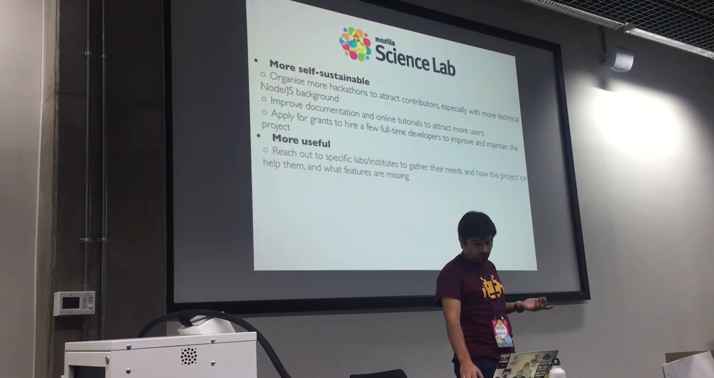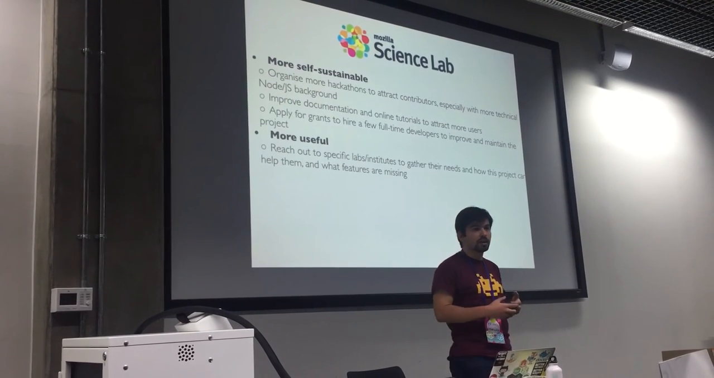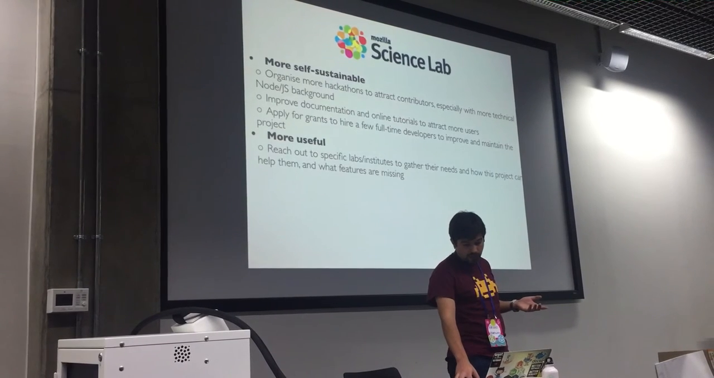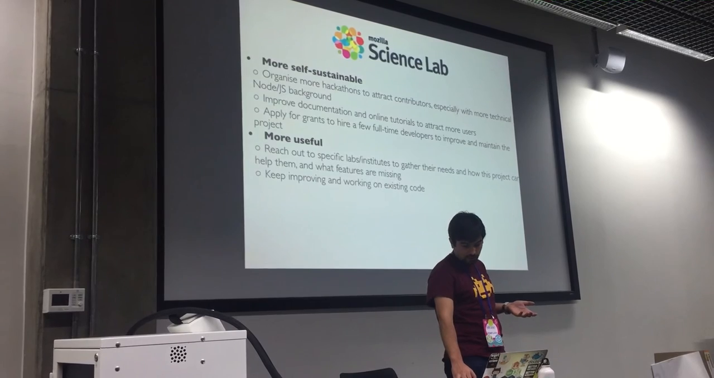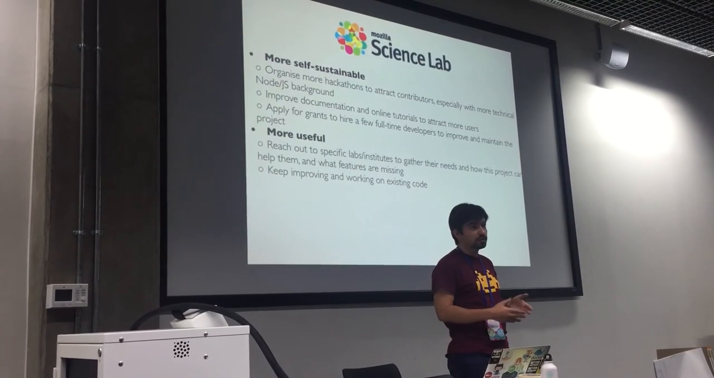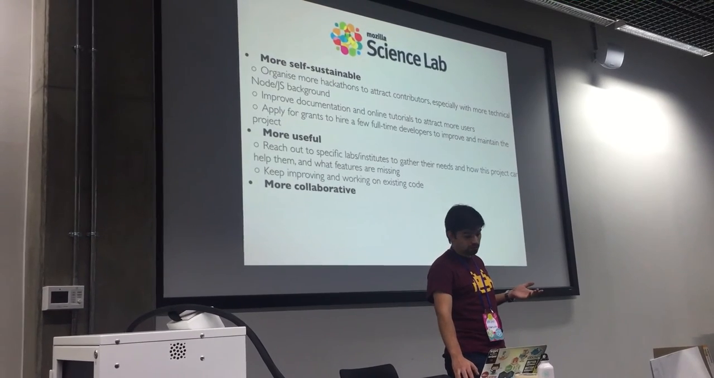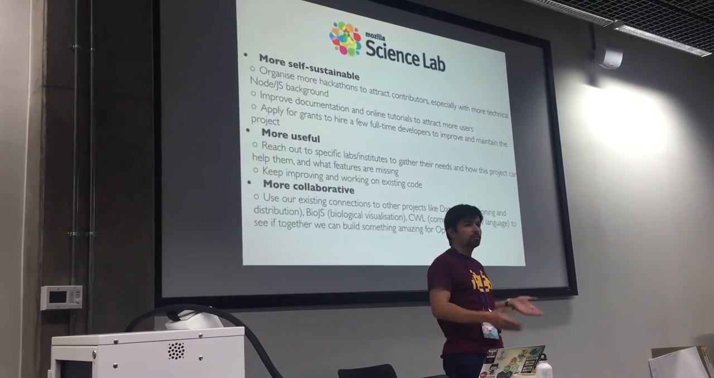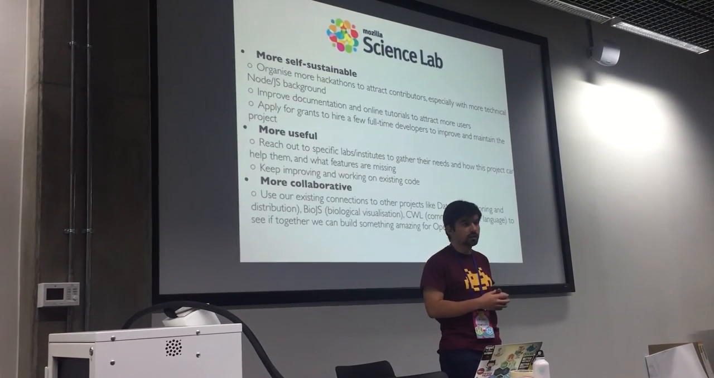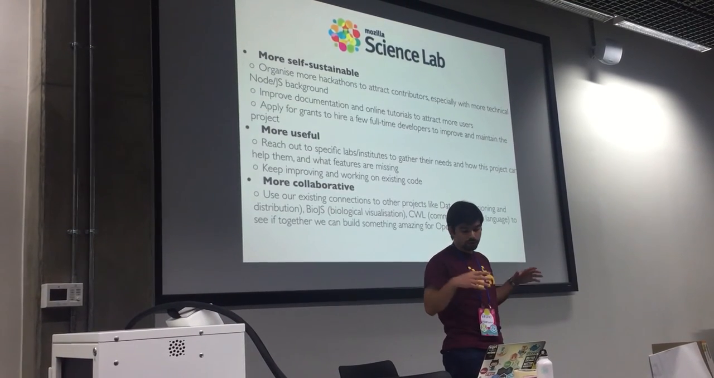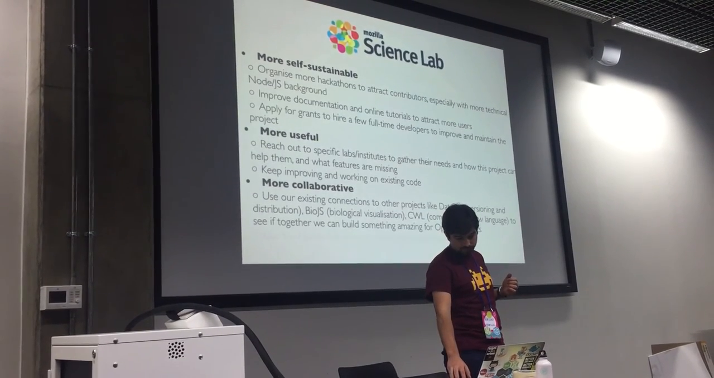Make it more useful. So try to reach specific labs and institutions to see if we can add features that they might think are missing from the project. Keep improving and working on the existing code, and make it more collaborative. So try to collaborate with all the other projects we are already collaborating with, and some others like the Common Workflow Language, to try to build something very useful for open genomics.